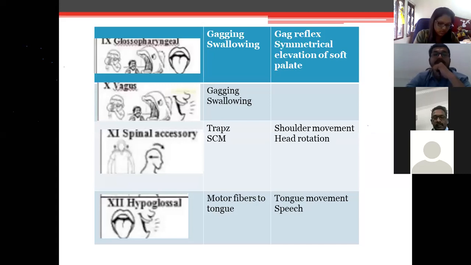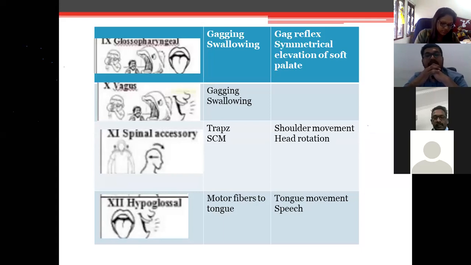And for the trapezius, the spinal accessory muscles, you can check the shoulder movement and head rotation. You give a resistance against the head and make them rotate the head like that. You can assess the motor function of the spinal accessory nerve.